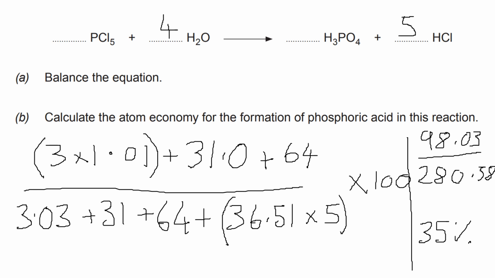So just to recap, if you're asked to calculate the atom economy, very common question, not normally worth a lot of marks, but will be worth 1 or 2 marks on a Unit 1 paper for WJEC. You calculate the molecular mass of the useful product and you divide it by the molecular mass of all the products, then times it by 100 to calculate the atom economy.